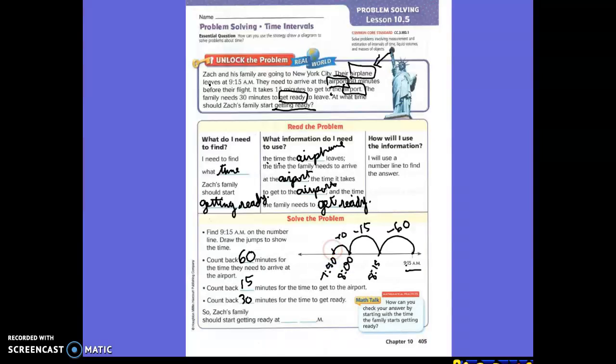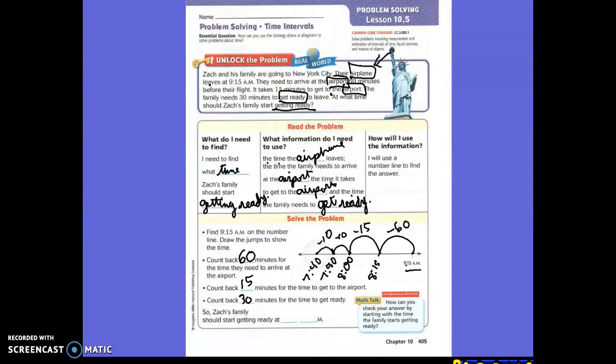So we need 30 minutes, so we only have 10, we need 20 more. Minus 10 again. What's 7:50 minus 10, everybody? 7:40. Now remember how I'm jumping, then writing the time. I'm not jumping, then writing each of the times, so that will get you confused.